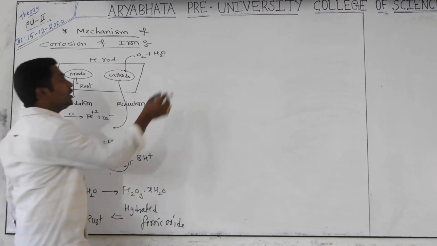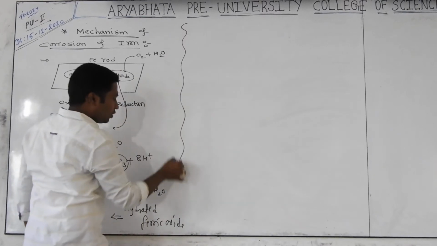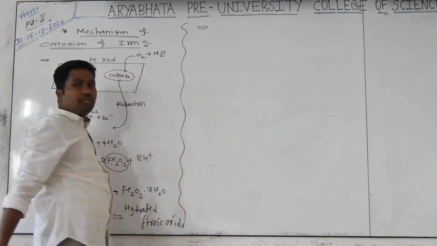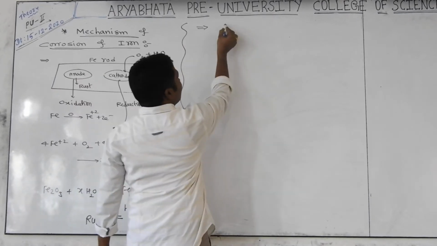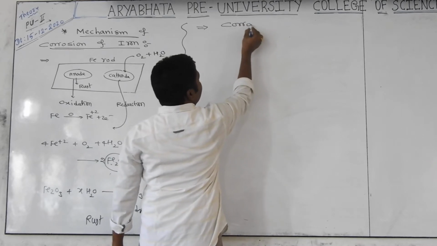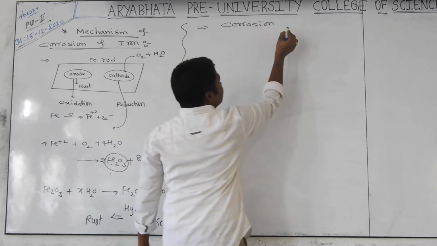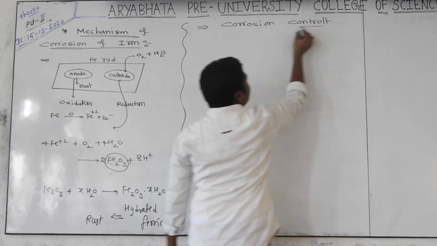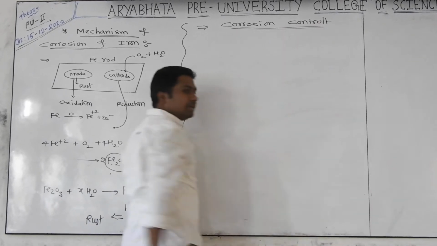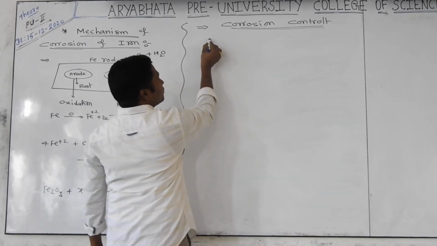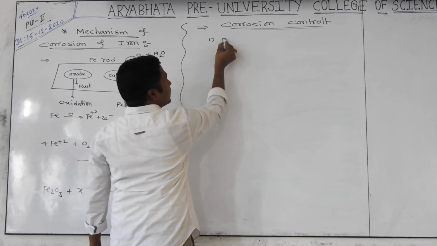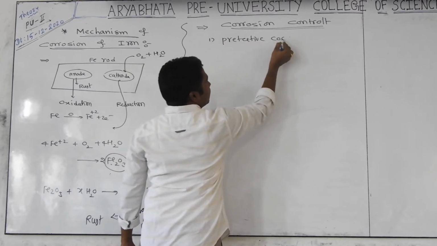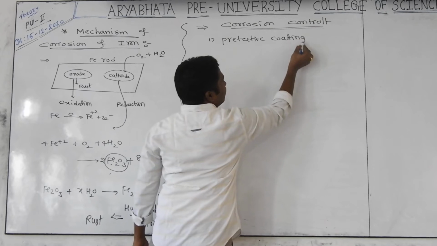But how do we control corrosion in metals? This is the big task nowadays worldwide: corrosion control in different metals. How do you control corrosion? We have different techniques. Under this, first we have to learn about protective coatings. In the previous class I already told you.